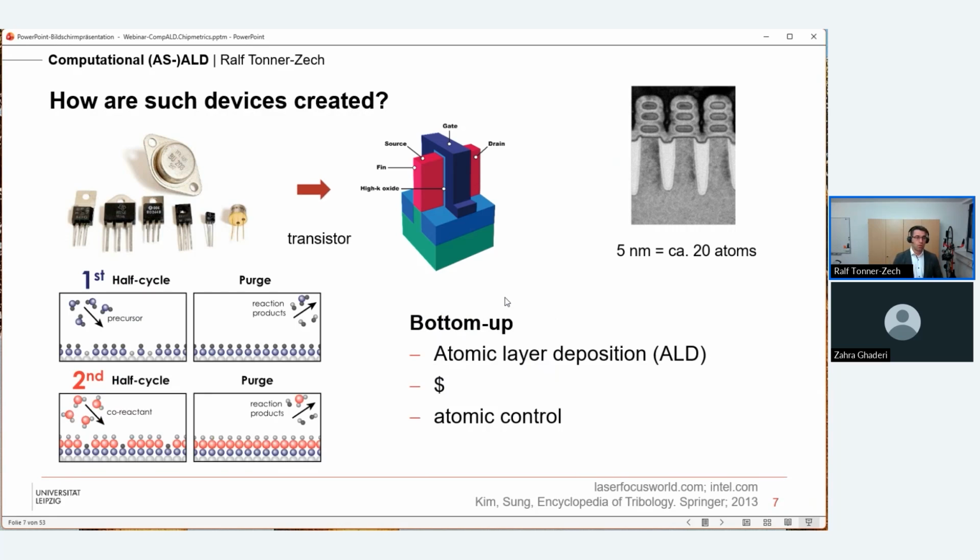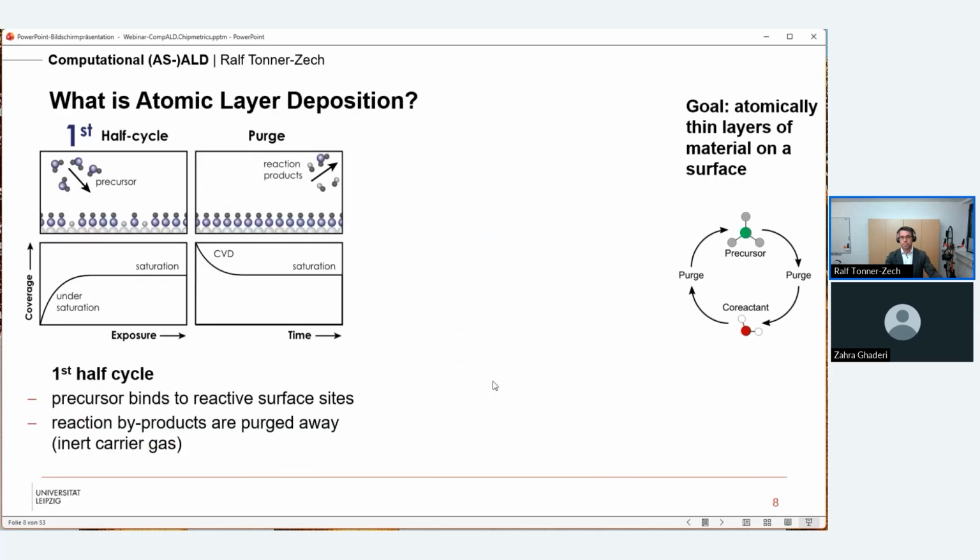And bottom up in this case often means atomic layer deposition. We will talk about this on the next slide, what that means if you're not familiar with it. For the moment, it is a rather cheap way to create these structures from the bottom up in a chemical process, allowing you atomic control over the features in principle that you're creating.